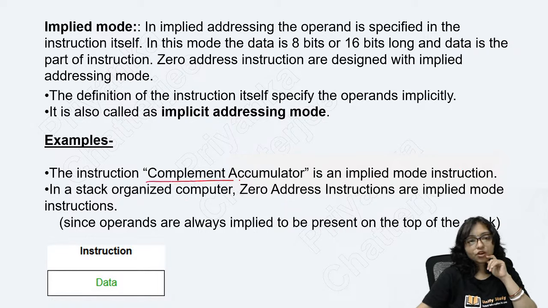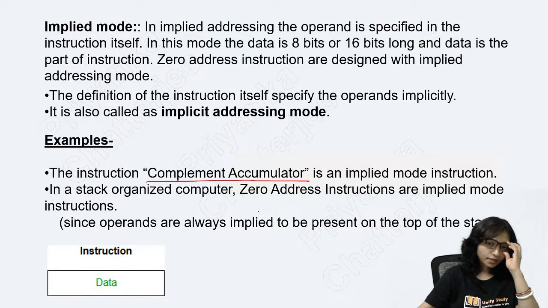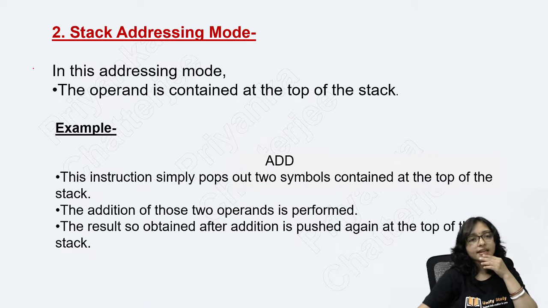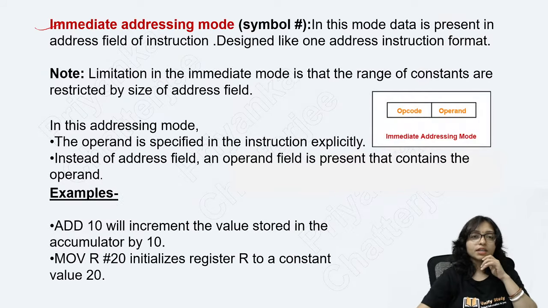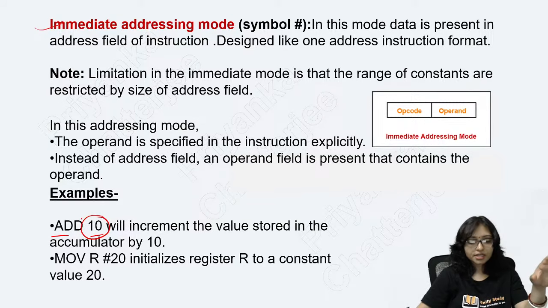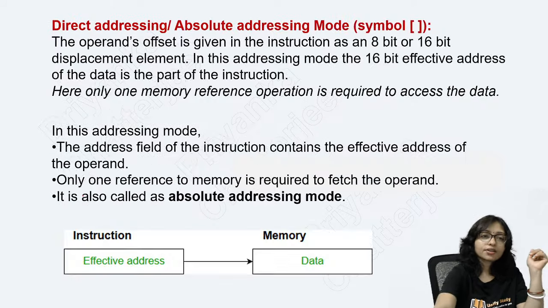This is the implied one, you can see. Whenever I go for the instruction of complement of the accumulator, it will be done directly. Here, for add with stack, the add will be done from the top of the stack. It will pop out two symbols and do the add operation. Here you can see immediate: add 10, where 10 is the immediate value itself. That's why it is immediate addressing mode.